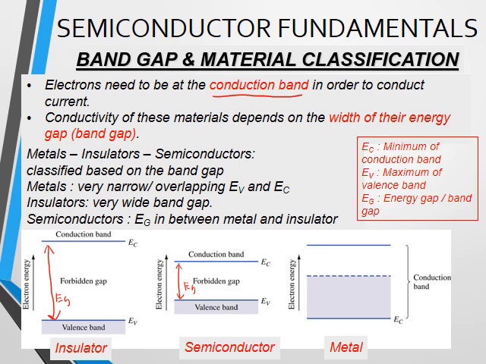Finally, the metal, as can be seen here, the conduction band and valence band are overlapping. So there are always electrons at the conduction band, and thus metals always conduct current.